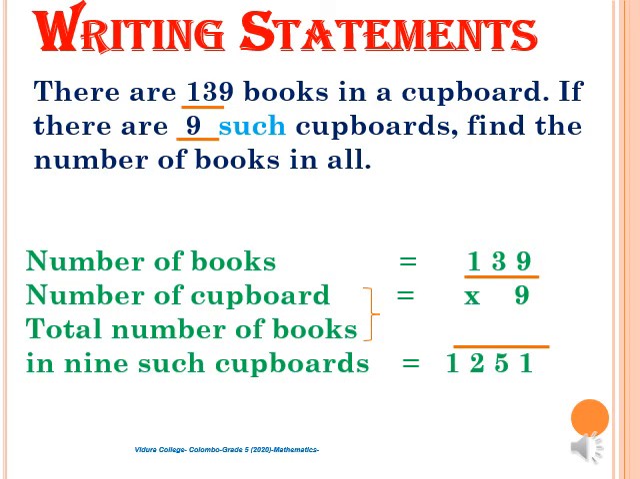Let's pick out the statements from the question itself. 139 means books. So you can simply write number of books equals 139. How many cupboards are there? We have 9 cupboards. So number of cupboards equals 9. And I place there the multiplication sign, which is really important. And the last statement, total number of books in 9 such cupboards. Then you have to multiply the number by 9 and get the answer, 1251.